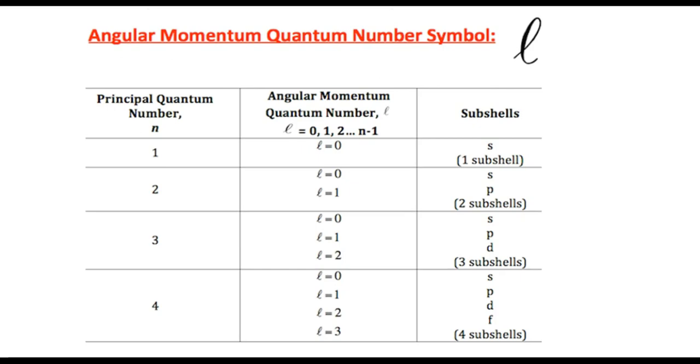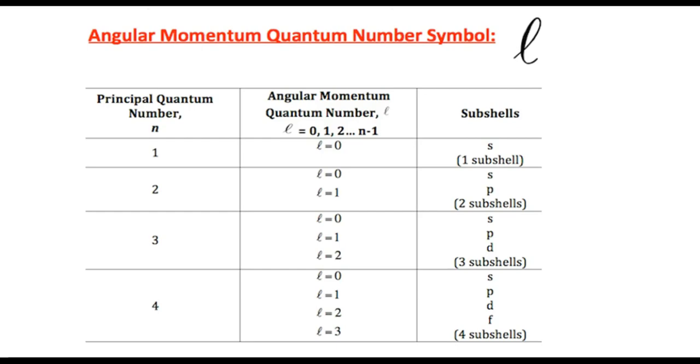And then there are subshells. For the first principal quantum number, the value of L is 0. So, for 0, it's s, one subshell. For the second, there are 2: L equal to 0 and L equal to 1. So, for 0, it's s. For 1, it is p. So, there are 2 subshells.